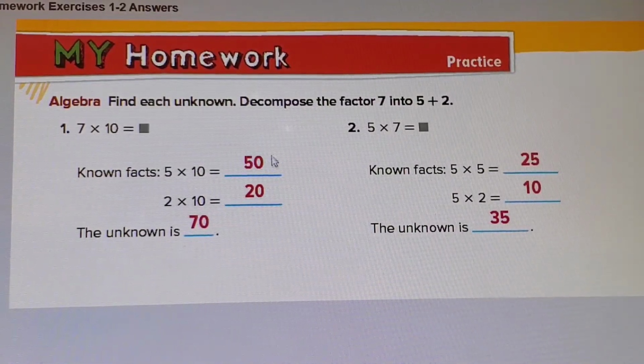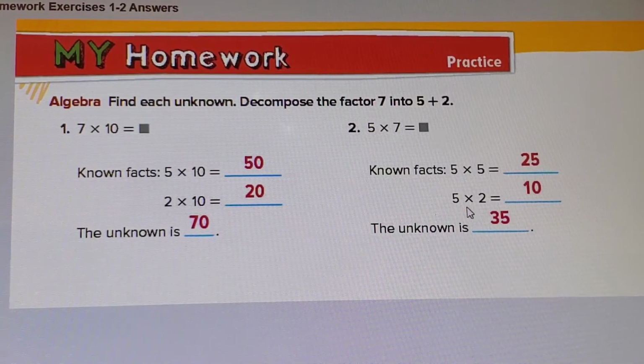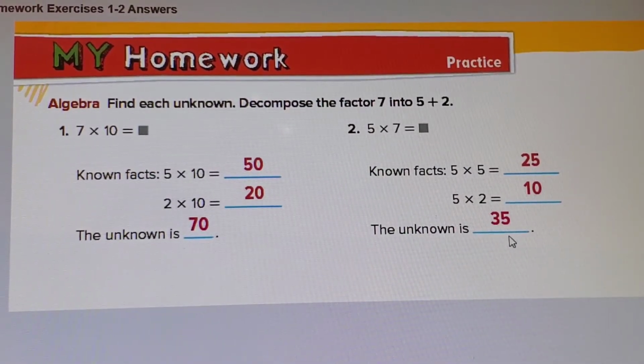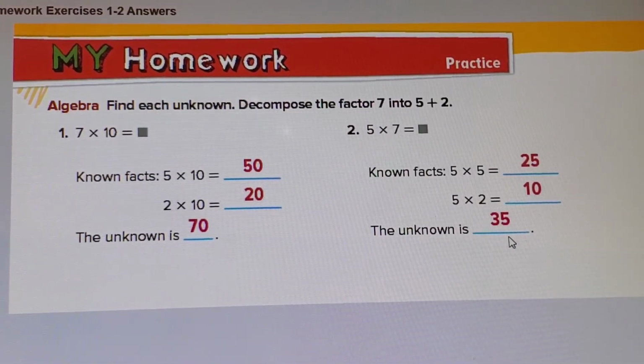So as we said here, 50 plus 20 equals 70. On number 2, 5 times 5 is 25. 5 times 2 is 10. When you add those, you get 35. So 5 times 7 is 35.